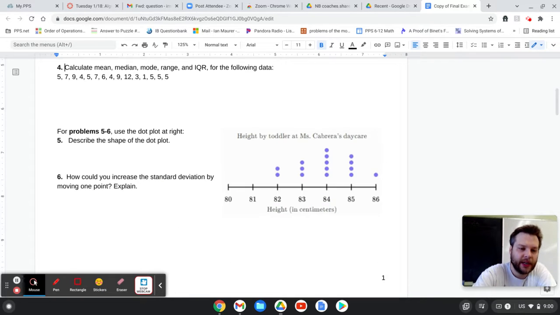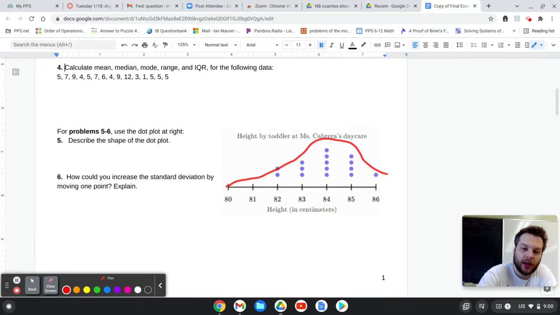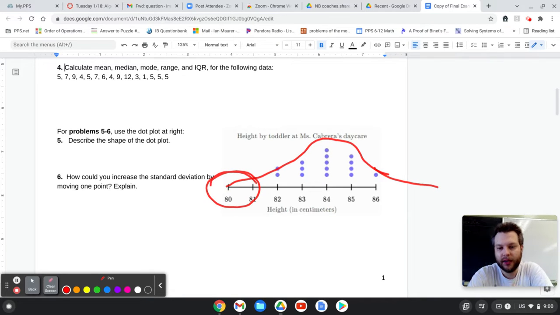Problems 5 and 6. Describe the shape of the box plot or dot plot. It is pretty much symmetrical. A lot of people have been noticing that there's this gap here on the number line, and so that looks like a tail on the left. That is wrong. There's no data there. It's just an empty number line. It tells you nothing about the shape of the dot plot. I'm asking you about the shape of the dots.